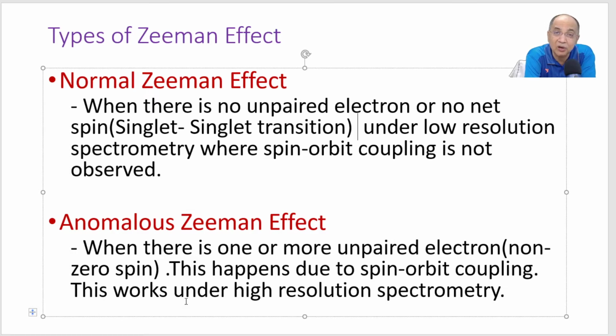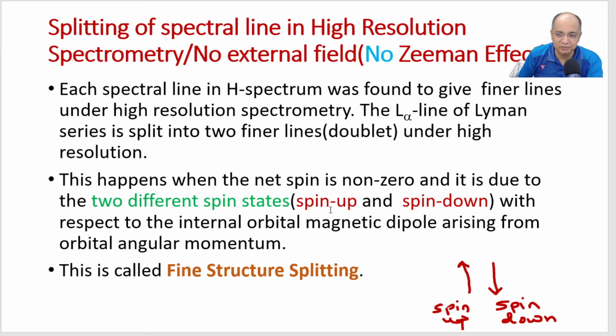So if there is 1 or more unpaired electron and you are using high resolution spectrometry, here using a grating, then yes, the splitting will also be influenced by the spinning unpaired electron. That can have two possibilities, clockwise and anti-clockwise, which will slightly change the energy levels. This was undetected in low resolution conditions, but can be resolved under high resolution conditions, and that is called the anomalous Zeeman effect, right?